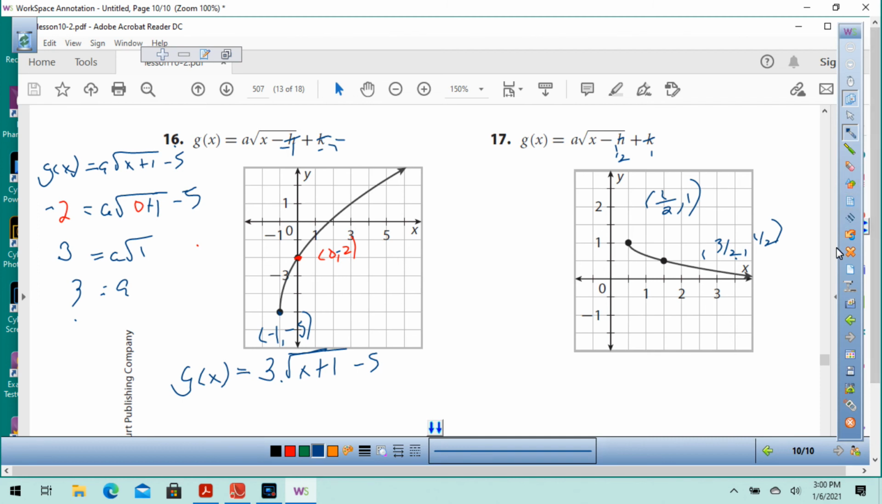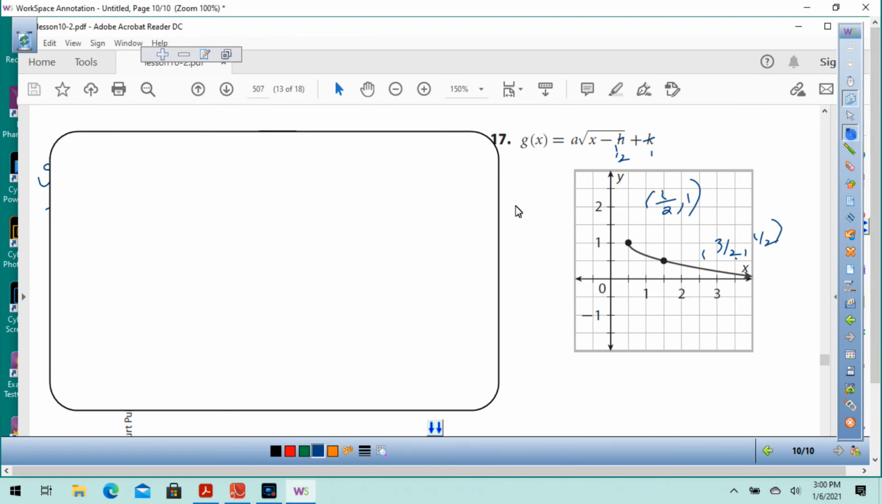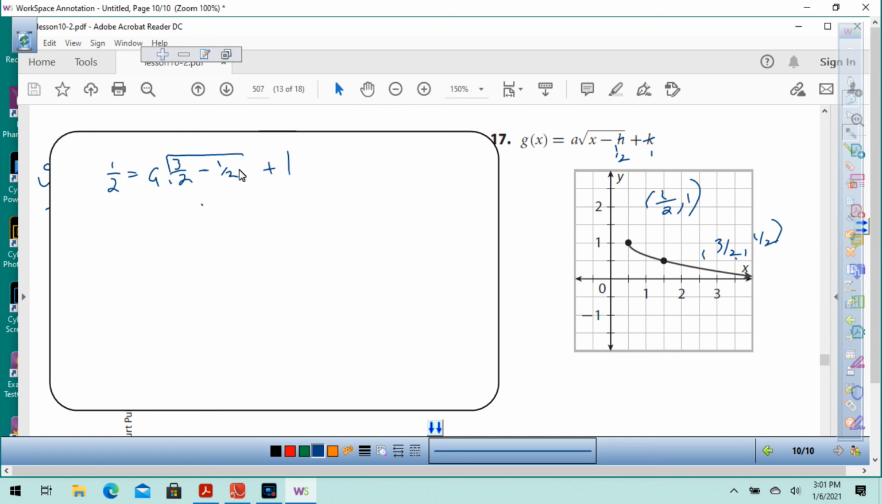I hope you like fractions. We're about to play with some. What do we got here? So we got 1/2. 1/2 equals, we don't know what A is, and that's going to be x minus 1/2. I'll say x is 3/2. So we got 3/2 minus 1/2, and then we've got plus 1. 3/2 minus 2/2, which is 1, so we got 1/2 equals A times the square root of 1.